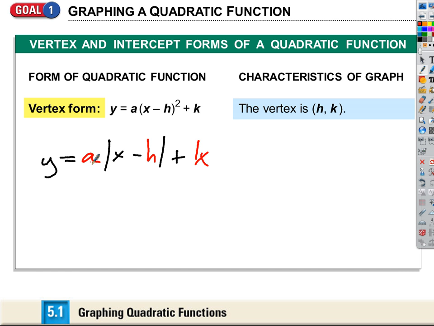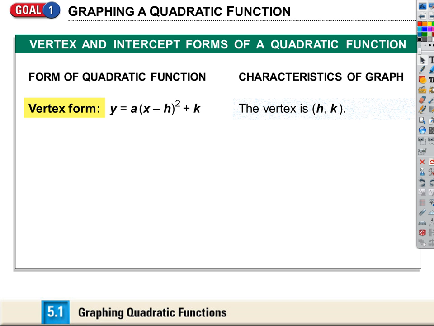What did we say about this? What did a tell us about the absolute value function, about the V? Up or down. And it actually even told us more specifically what the slope of the right side was. But for now, up or down is fine. What did h and k tell us? Yeah, the coordinates of the vertex, the point of the V, right? It works the same way for parabolas, exact same way. So the fact that we've already done that makes this a lot easier. So there's vertex form. The vertex is at (h, k), and the axis of symmetry is just x equals whatever the x coordinate of the vertex is, always.